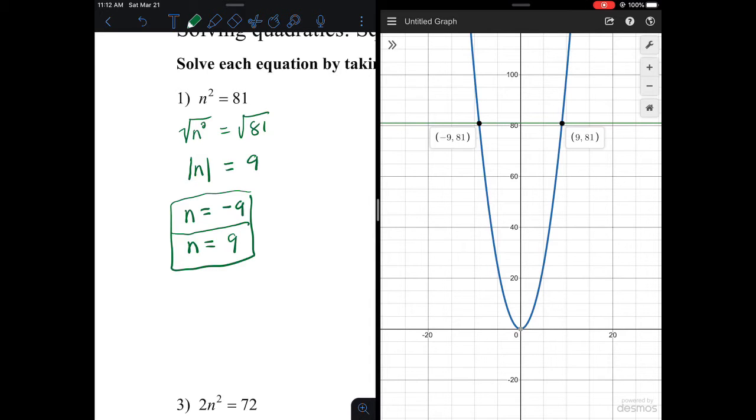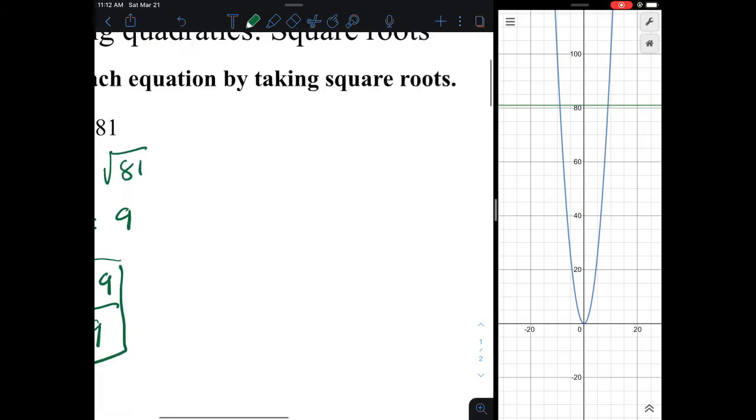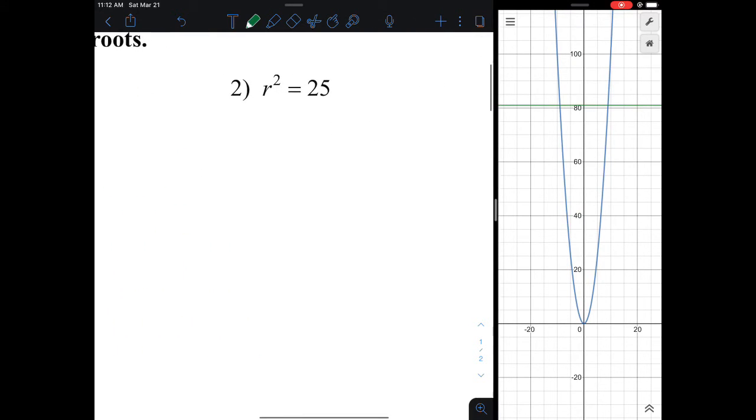All right, so we're going to move on to number 2. r squared equals 25. Now, I know that we can sit there and think of a number that we can square and make 25, which is 5. But we're trying to practice the algebraic technique in solving, because as you progress forward into higher level math, it becomes important that we do this correctly and we show our steps.